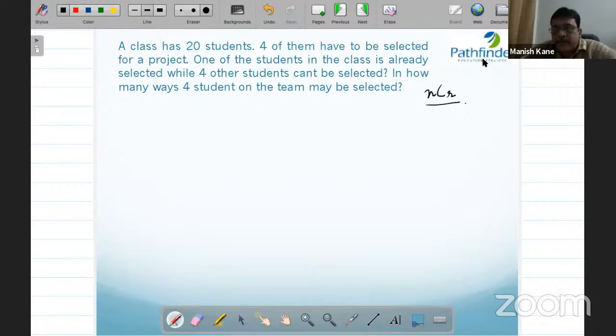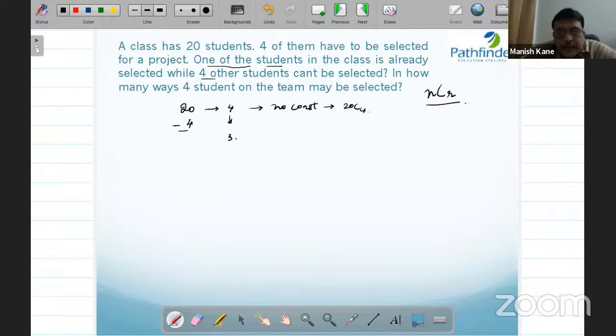Okay, 16C4 is what? Alia says 13 students. Okay, let me explain here. Now see, this class has 20 students, of which 4 have to be selected. If there were no constraint, my answer would be simple, 20C4. But there is a constraint. What is that constraint? Out of 4 students required, 1 is already selected. So how many do you need now? You need 3. You don't need to select 4, you need 3.